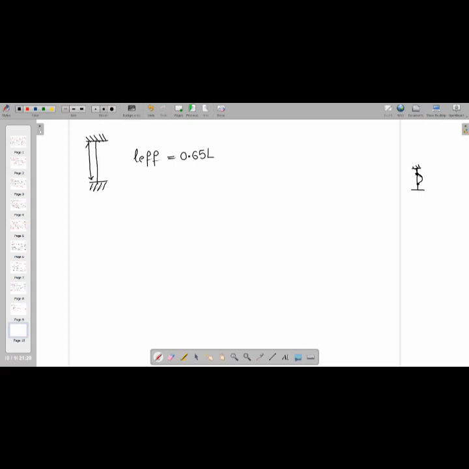If I consider this as the length of the column, the effective length, L effective, will be taken as 0.65 L. Most of the students will write wrong, because in SOM you might have studied it as 0.5 L. But according to the IS 456 code, my dear students, this value is equal to 0.65 L. Right, my dear students?